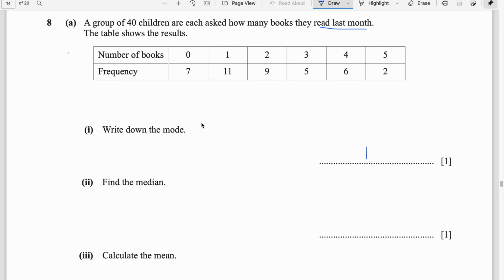Find the median. We have 40 children, so this is 40 plus 1 by 2, 20.5. So I need 20.5. This is 7. 7 plus 11 is 18. So I need to move on. 18 plus 9 is 27. So my median lies in this class. That is 2.